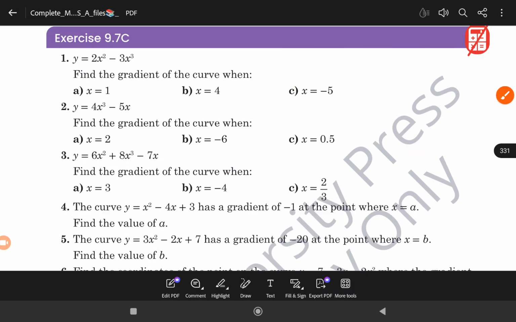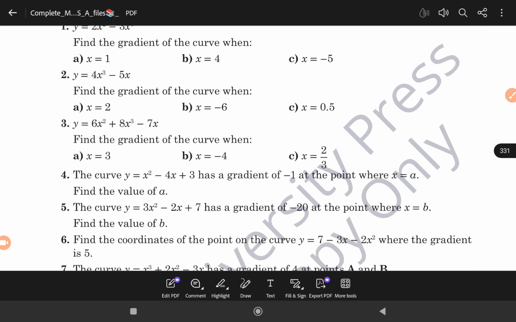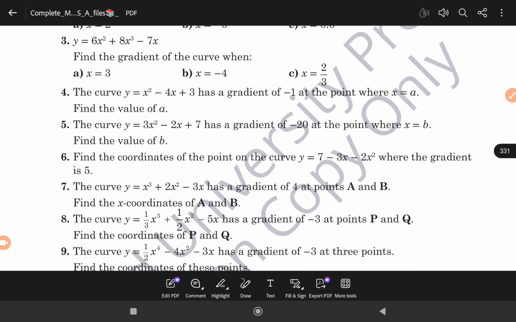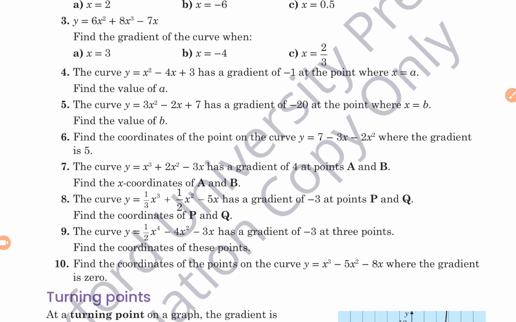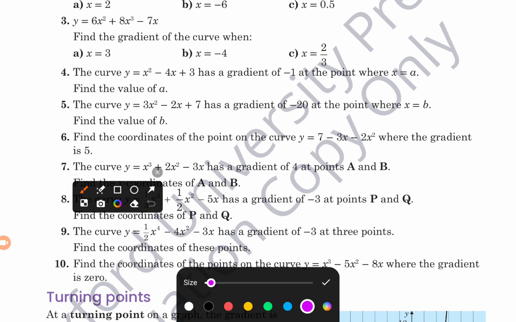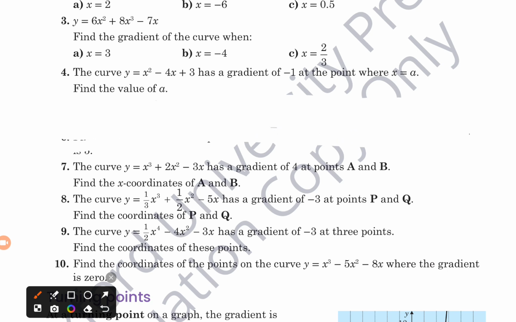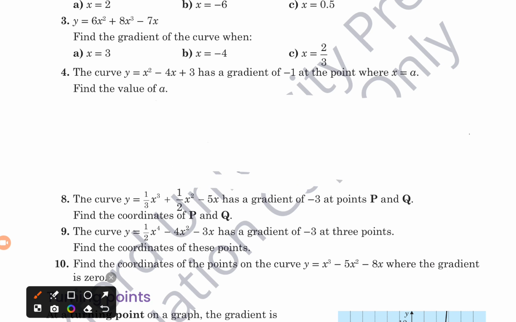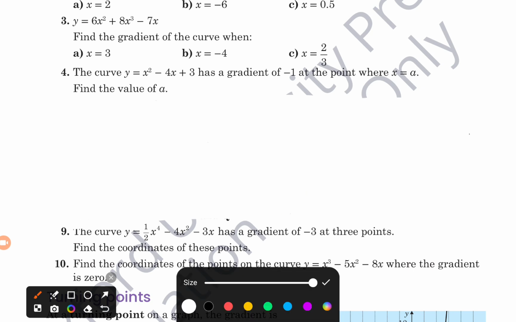The rest of questions 1, 2, 3 are the same, all three questions are almost the same and the method is the same. Question number 4 is a bit different. They give the gradient to us and ask at what point the gradient is negative 1. Now we need to find the specific point on the curve where the gradient of the curve is negative 1. So simply you need to take the help of the derivative again. You need to find the derivative of this curve. Once again, let me make some space for my work.